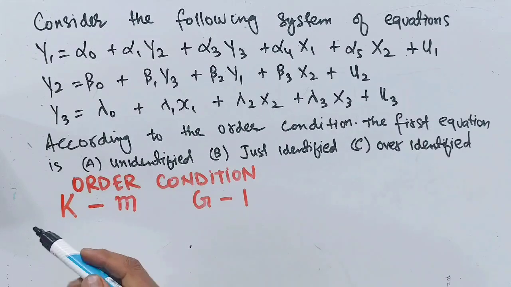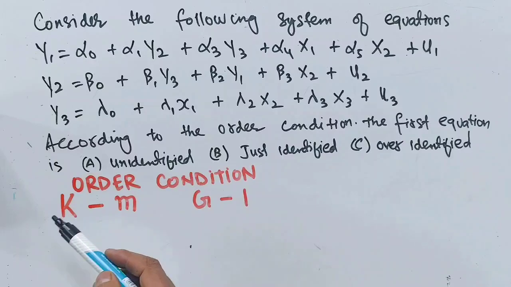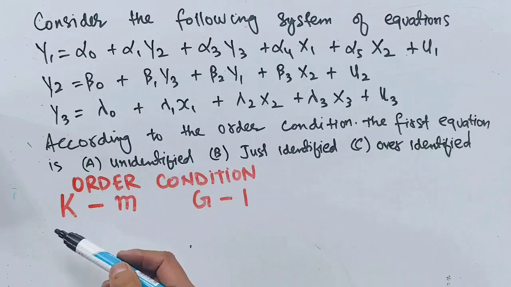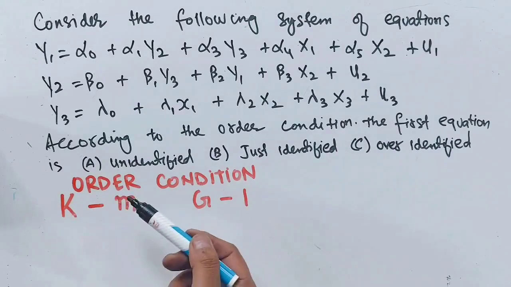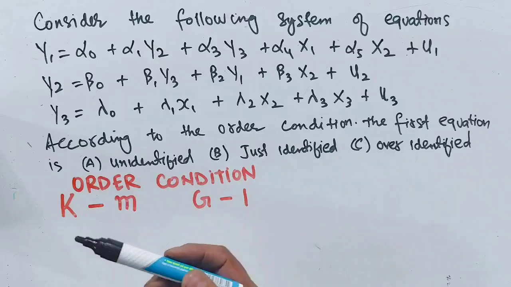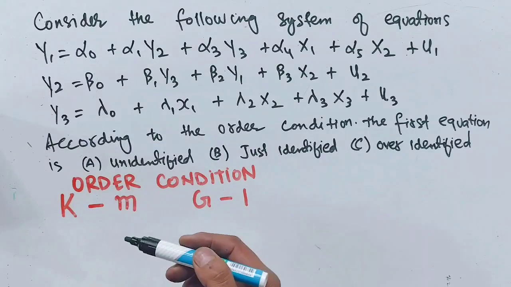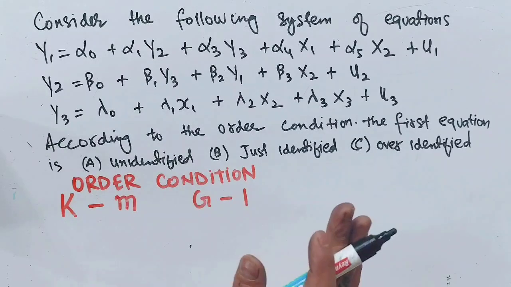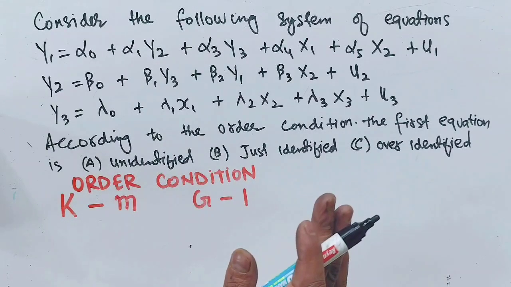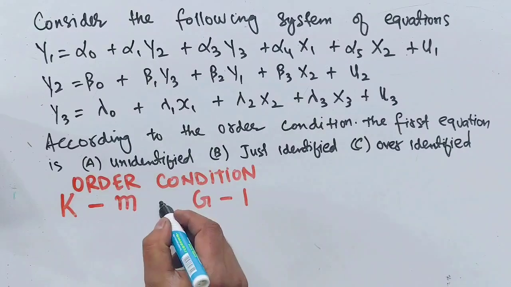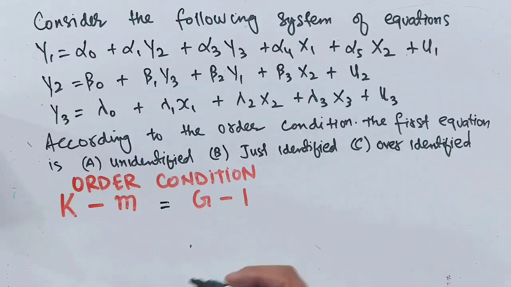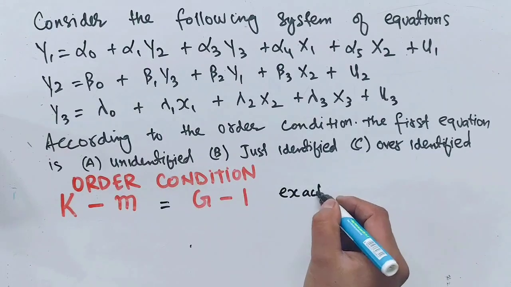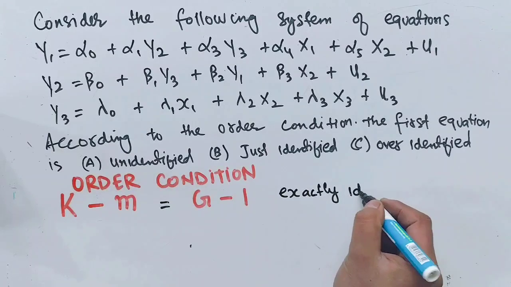What is meant by k? This k denotes the total number of variables, whether they are endogenous or exogenous, in our model. M denotes the number of variables in a particular equation. G denotes the total number of equations in the model. Now, if we get the equality sign, then we have what we call exactly identified.